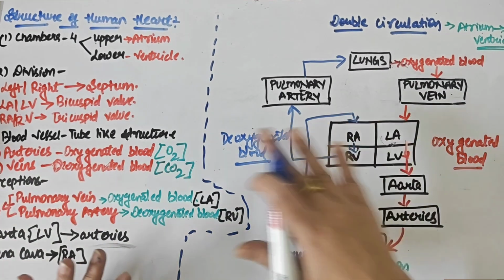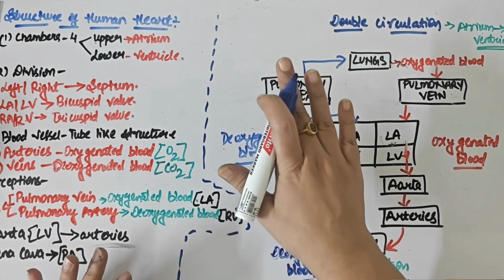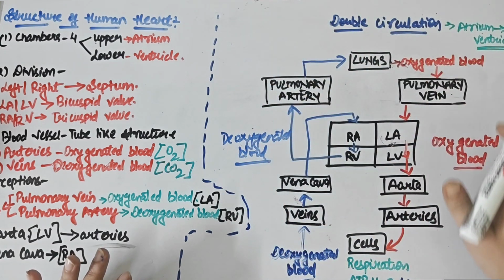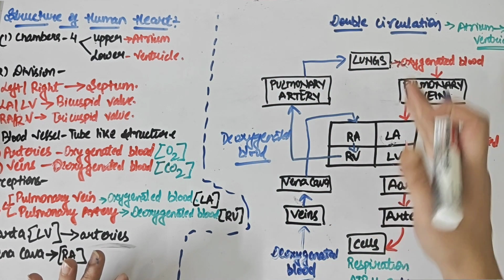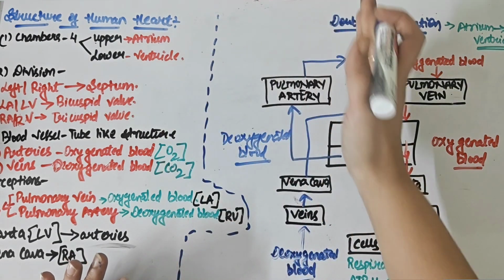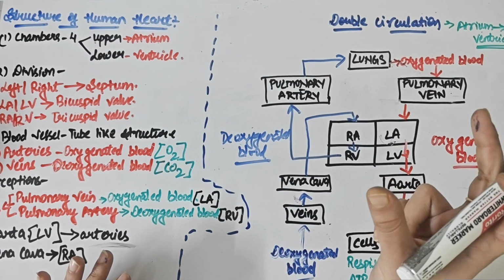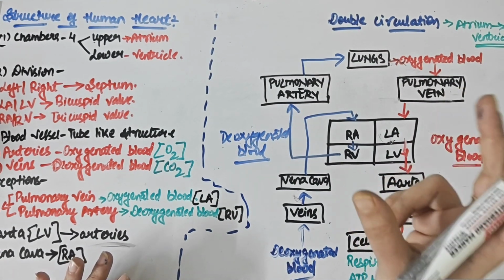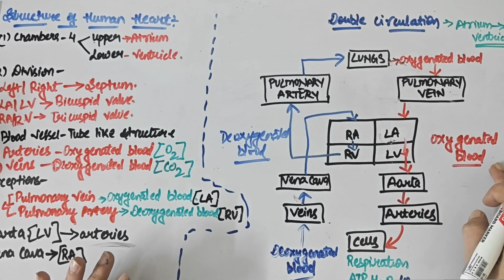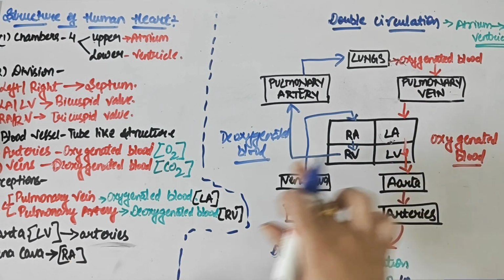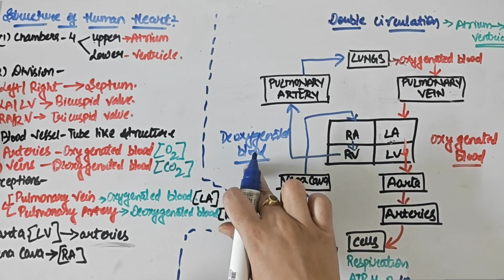Since in your heart this is one cycle, and in one cycle what are we seeing? One time the blood is being oxygenated, coming through the left part, and another time the blood is being deoxygenated, coming through the right part. So in one cycle of circulation the blood is passing twice through the heart, once in the form of oxygenated blood and once in the form of deoxygenated blood.